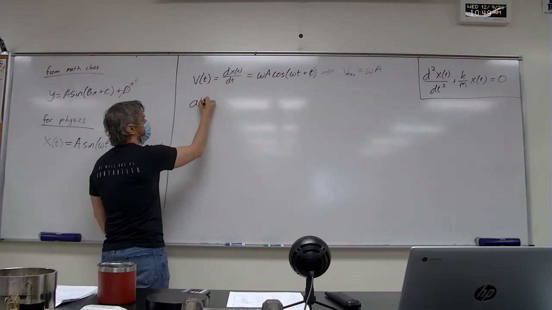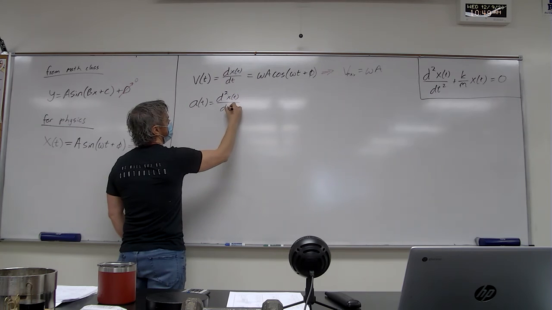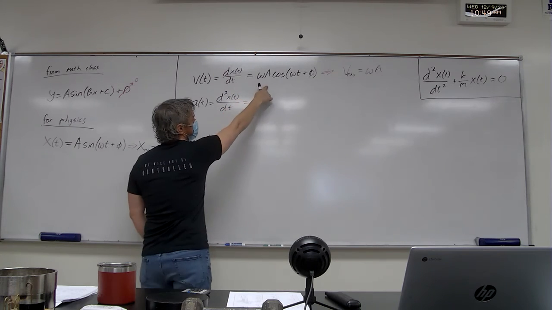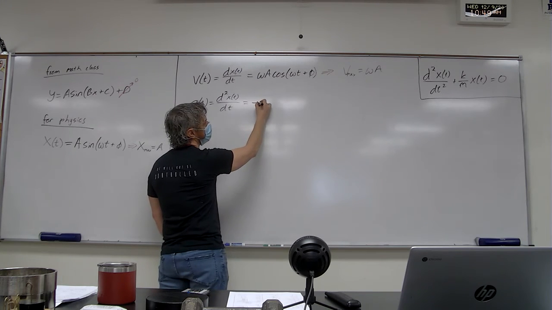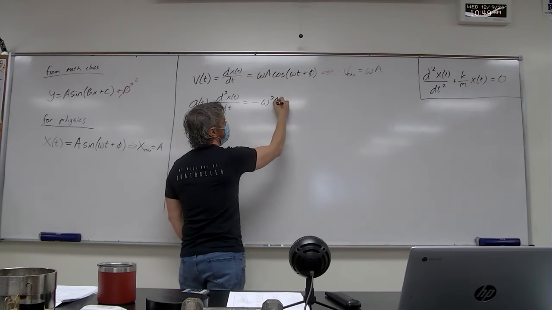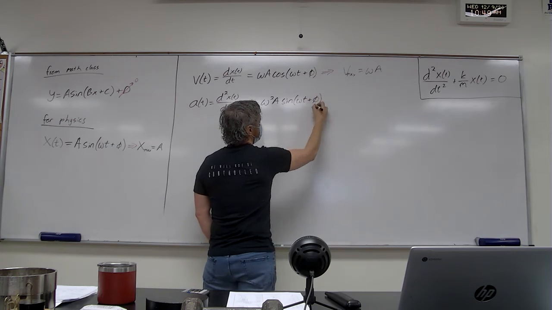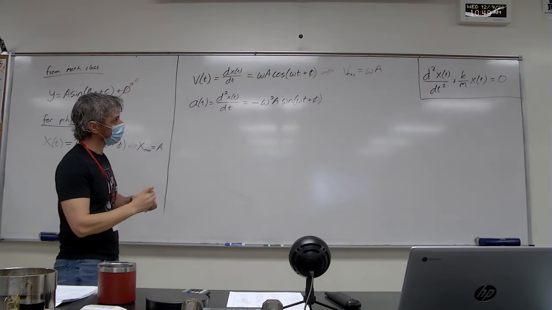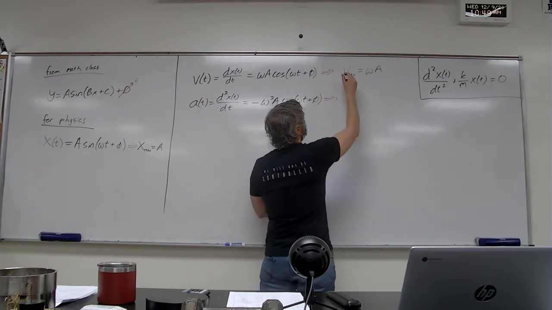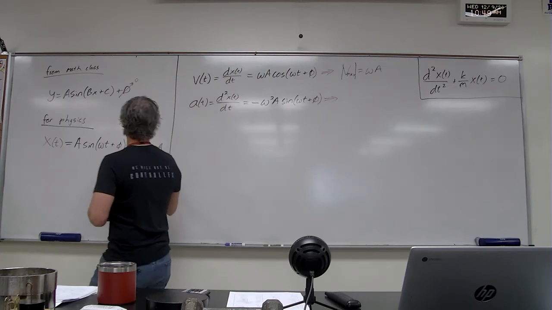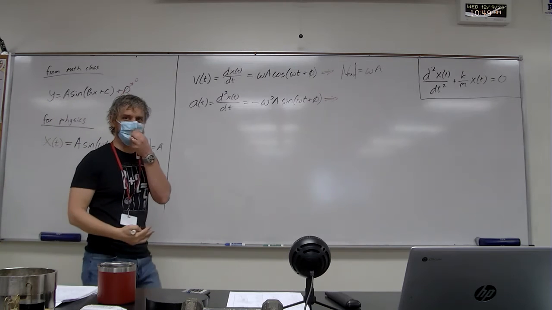The acceleration function is the second derivative of position with respect to time. So what's the derivative of this? Negative omega squared amplitude times sine omega t plus phi. Good job. And here I really should say the magnitude of our maximum velocity, the magnitude of our maximum position, right? Because it could be positive or negative depending on what side of the oscillation it is.